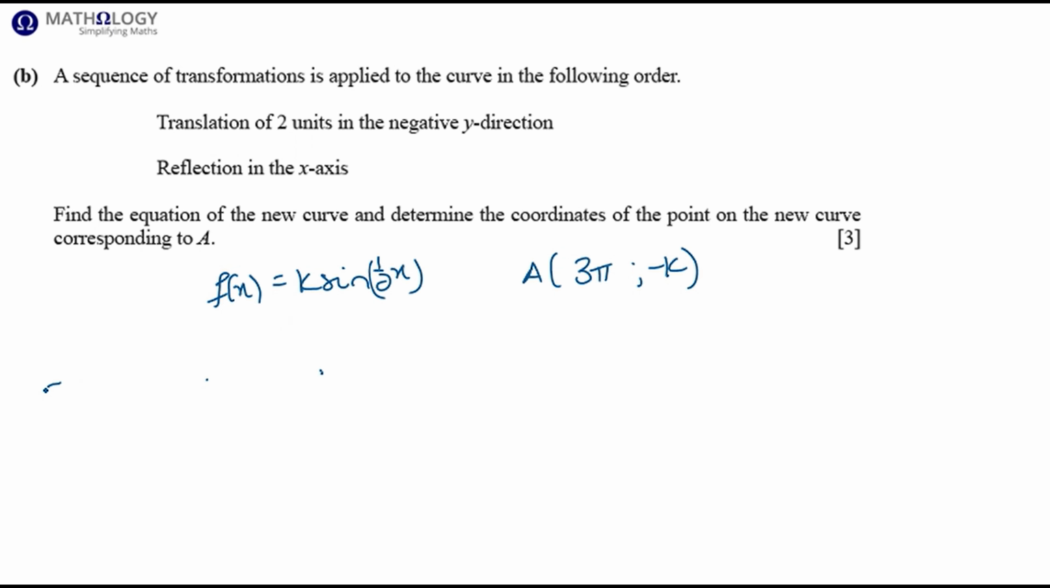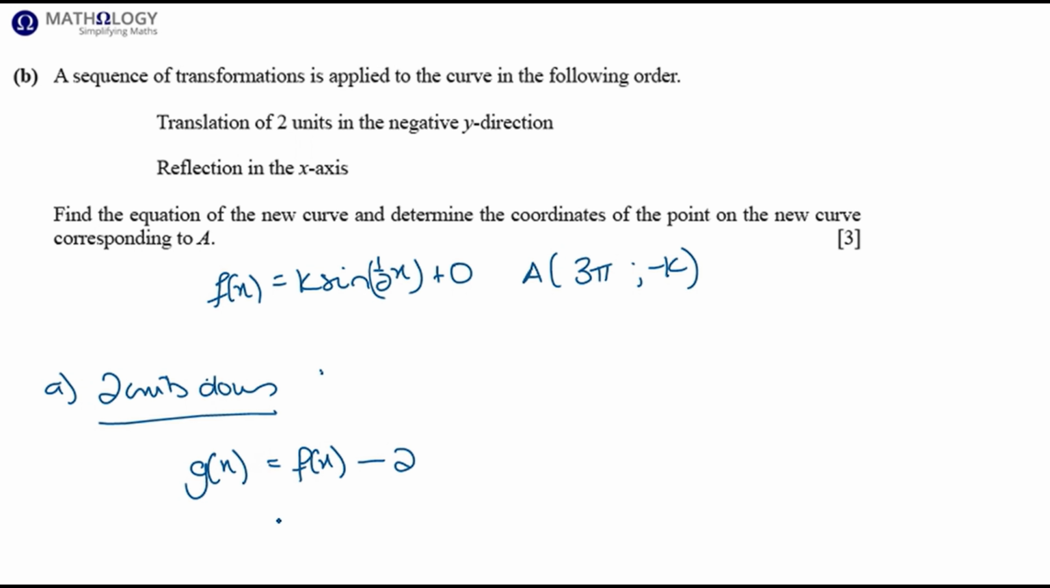The first transformation is a translation of 2 units in the negative y direction. That means that we are taking the function f of x and shifting it 2 units down. So the value of q in this case is 0. So g of x, which is the shape transformed by the translation, will be f of x minus 2. So that will be k sine a half x minus 2.